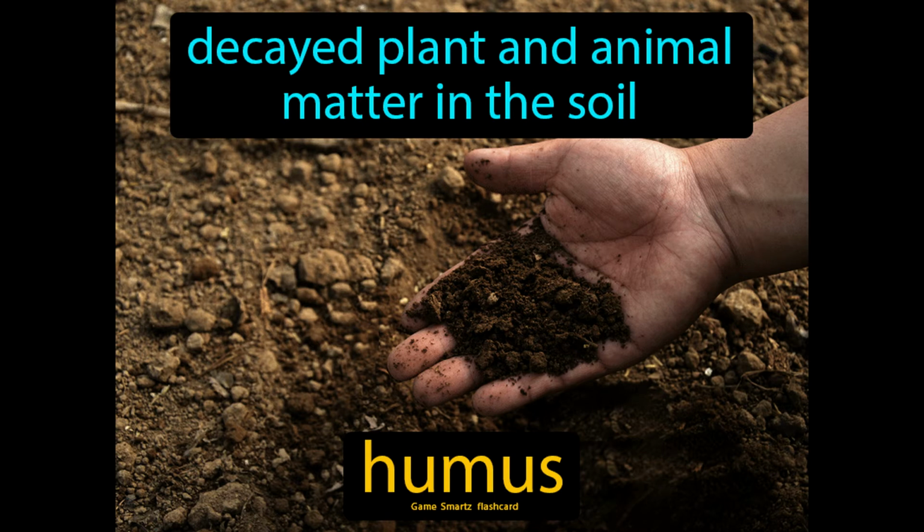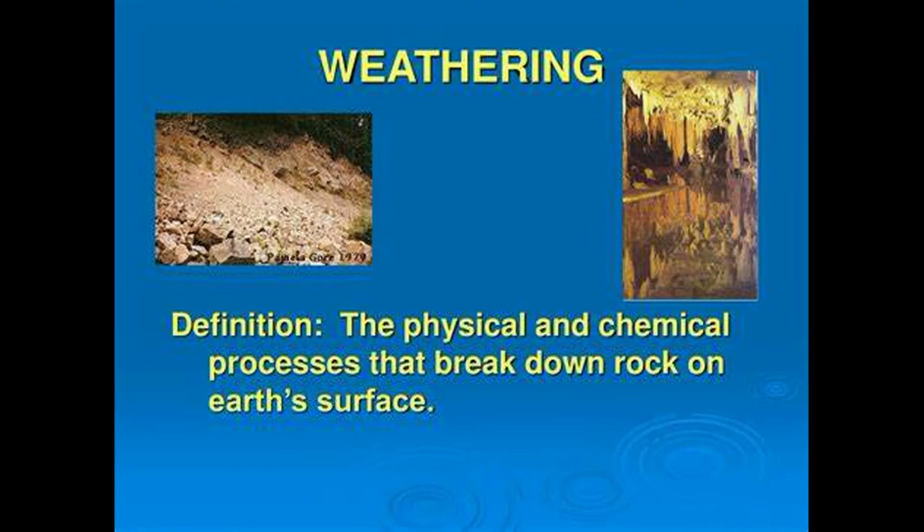So in the upper part you can see some rotting dead matter, maybe leaves or some small insects. That is known as the humus. So what is known as humus? Humus is the rotting dead matter in the soil. So can you say how the soil is formed? The soil is formed by a process known as weathering.